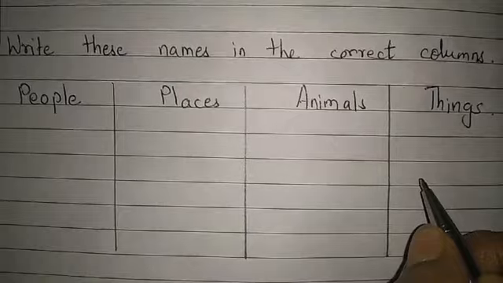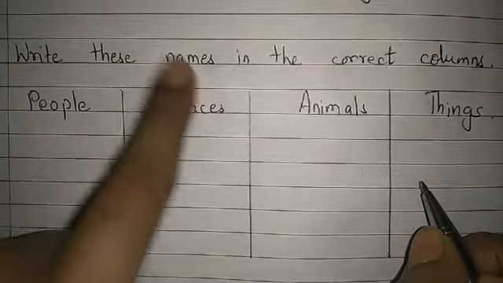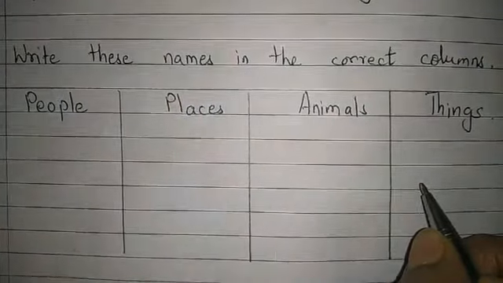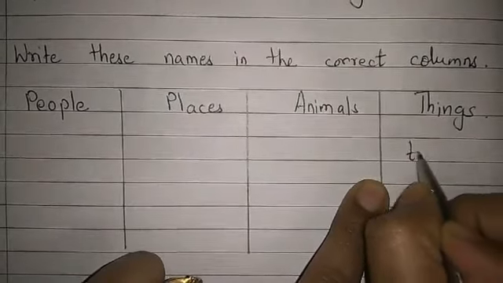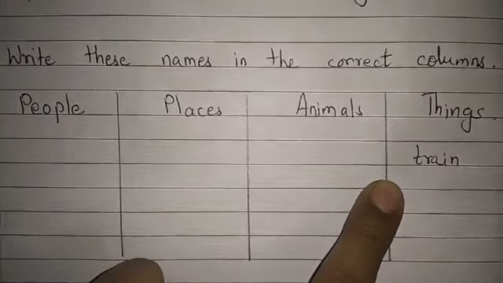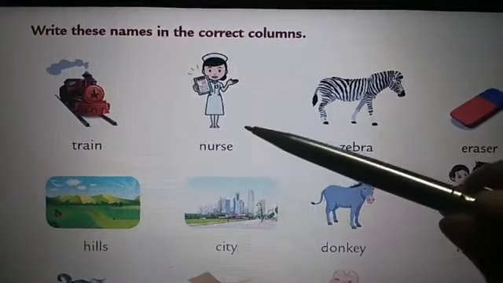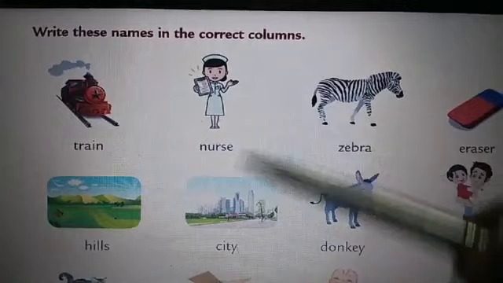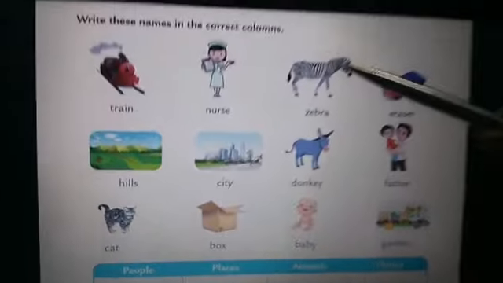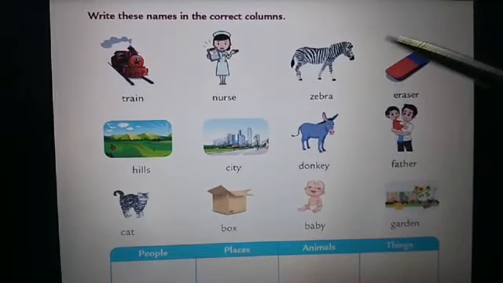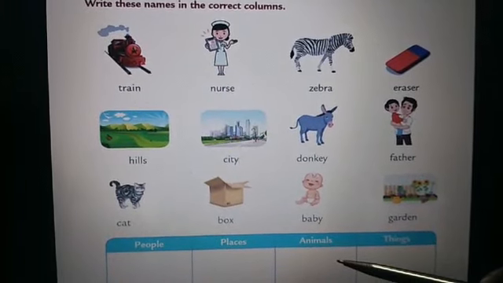So below the names of the things, you have to write the next question and write the heading. Write these names in the correct column. You have to make these 4 columns, and in the things you have to write train. Now let us see our next image. Now our next image is of a nurse. A nurse comes under the column of people. Okay. Now the third image is of zebra. Now zebra is an animal, so it will come under this column, animals.